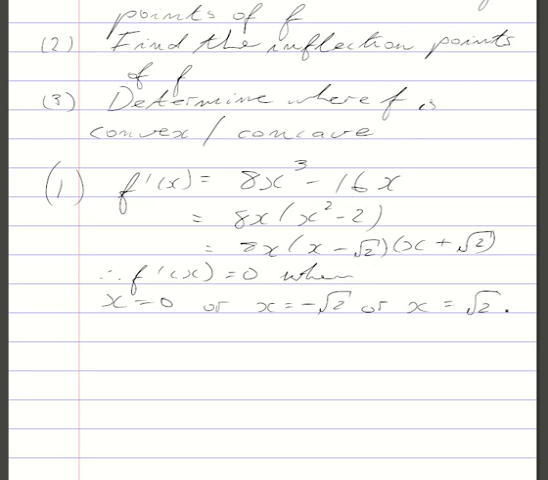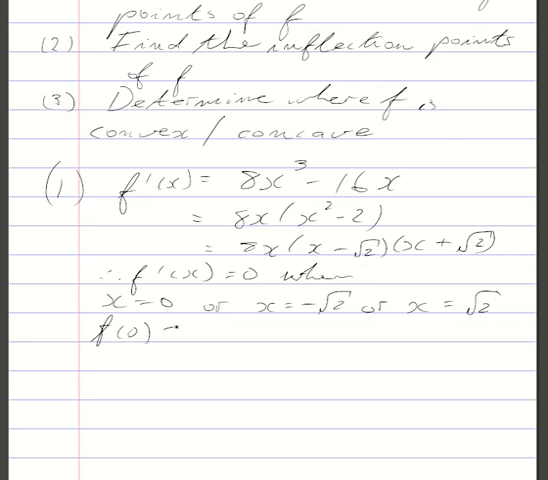square root of 2. Now you shouldn't stop your question here. There's a lot still left to do. In fact, if this question counted 6 marks at this point, you would only have earned 2 of those 6 marks. The things we need is we need to classify whether these points are maxima or minima and still find their function values.